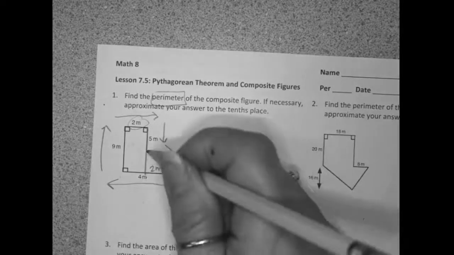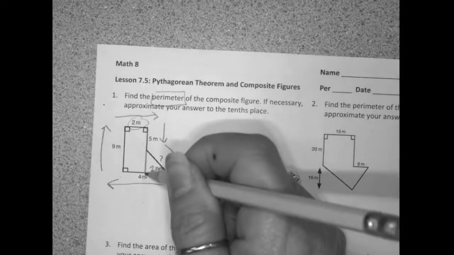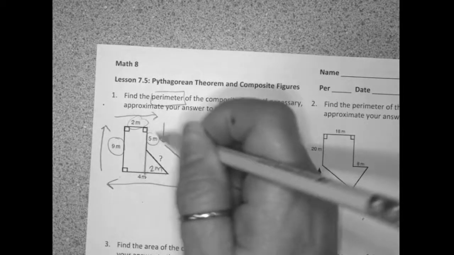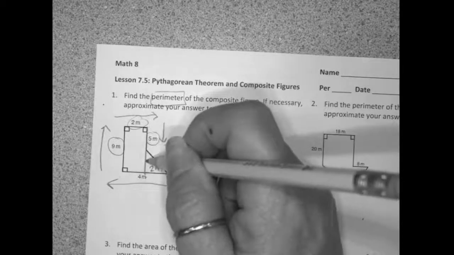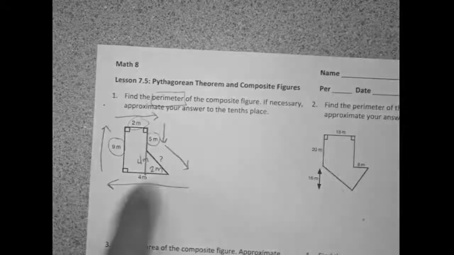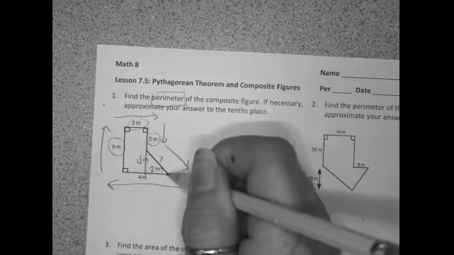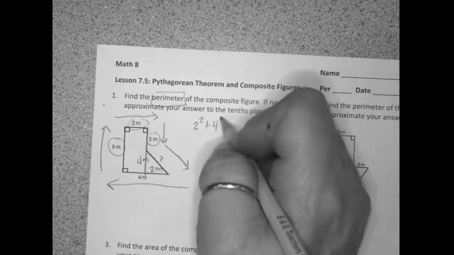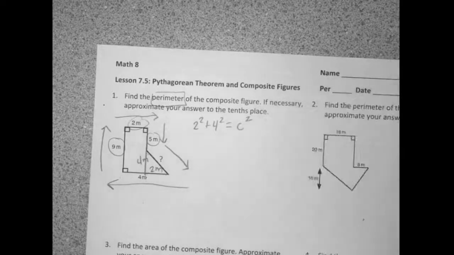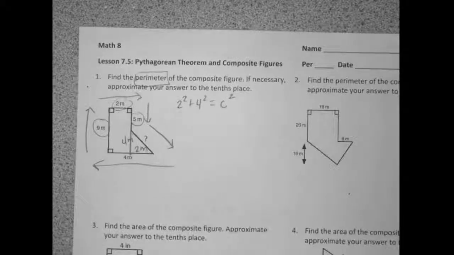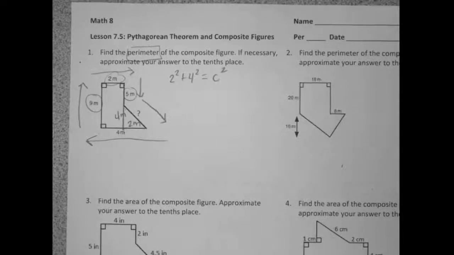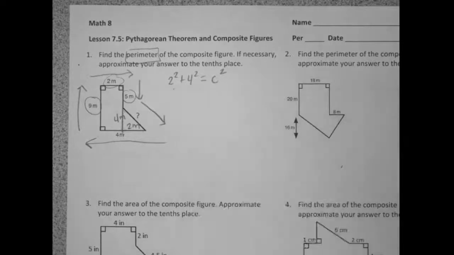Okay, now I need to figure out this measurement here, from here to here. If this whole measurement is 9, and from here to here is 5, what is this measurement going to be? Close. 4, yeah. This is going to be 4. So my triangle, right here, this is my diagonal, which I need to find out the length for. So I can say 2 squared plus 4 squared is equal to c squared. Does that work? Okay.